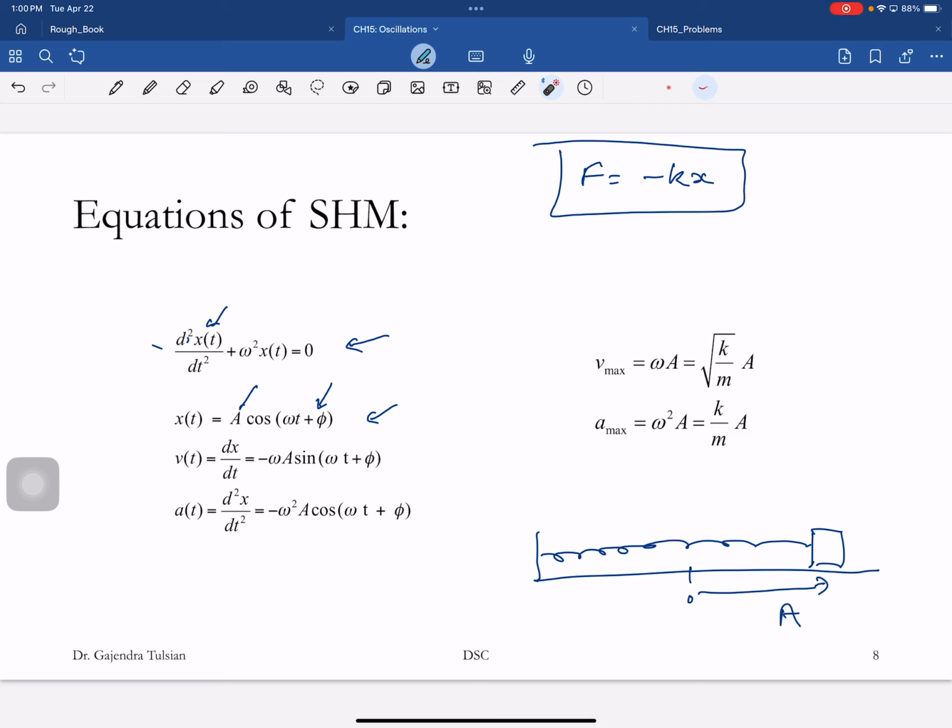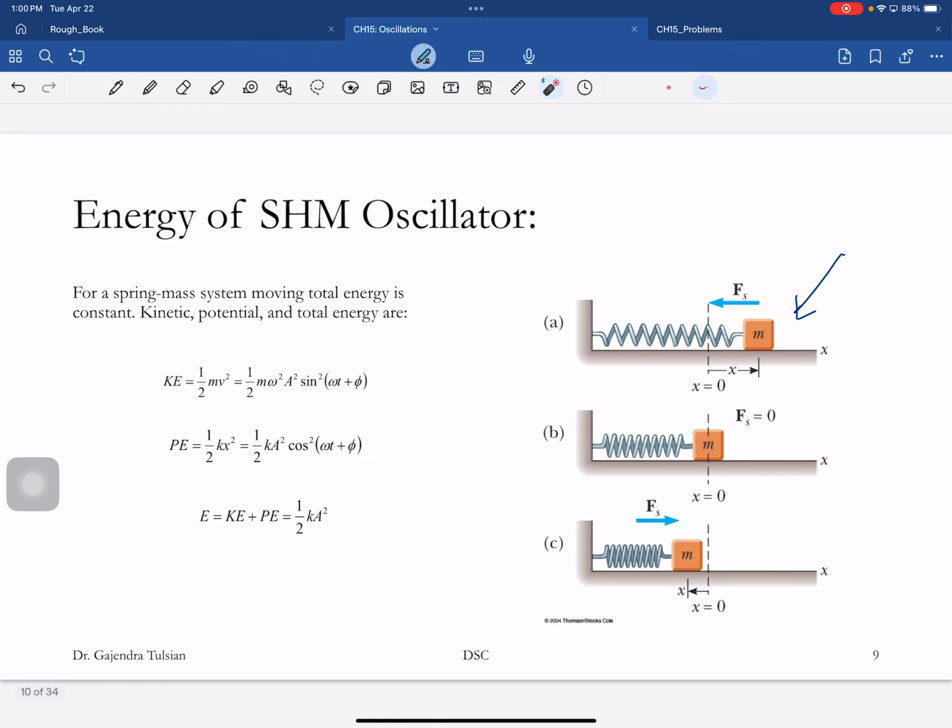So think about this one before you answer it. Velocity is the greatest, the speed is the greatest at the equilibrium point. When is the acceleration greatest? At the amplitudes. Very good. So here's what our friend figured out. Acceleration is greatest when the force is greatest. The force is greatest when the x is greatest. So when you're the furthest, that's when the acceleration is greatest. Okay?